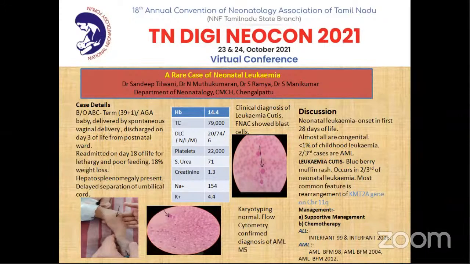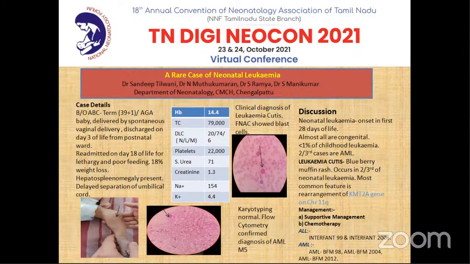I'm Sandeep from Chengalpattu Medical College. I'm presenting a rare case of neonatal leukemia. Starting with the case details: a term 39+1 AGA baby delivered by spontaneous vaginal delivery in our hospital was discharged on day 3 of life from the postnatal ward.